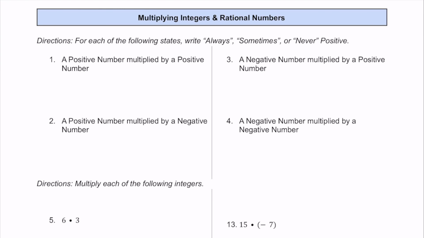Let's practice multiplying integers and rational numbers together. For these first 4 problems, we're going to write always positive, sometimes positive, or never positive for these statements. For number 1, we have the statement, a positive number multiplied by a positive number. This is always going to be positive.